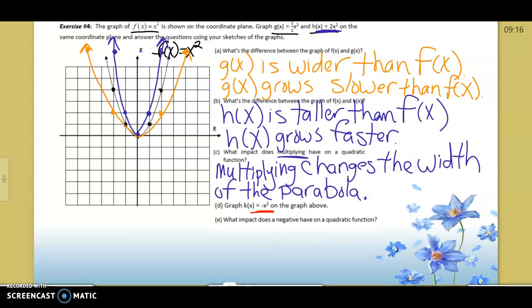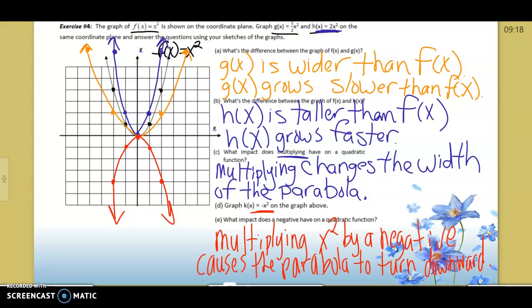So let's just go ahead and plot this one down as obviously it starts here, but it's going to have a downward flight to it. So it's going to be the same shape, the same size, didn't change the width, but it is going to be facing downward. So as you can see from our graph on the graphing calculator and what we put up on the graph itself, multiplying x squared by a negative causes the parabola to turn downward.